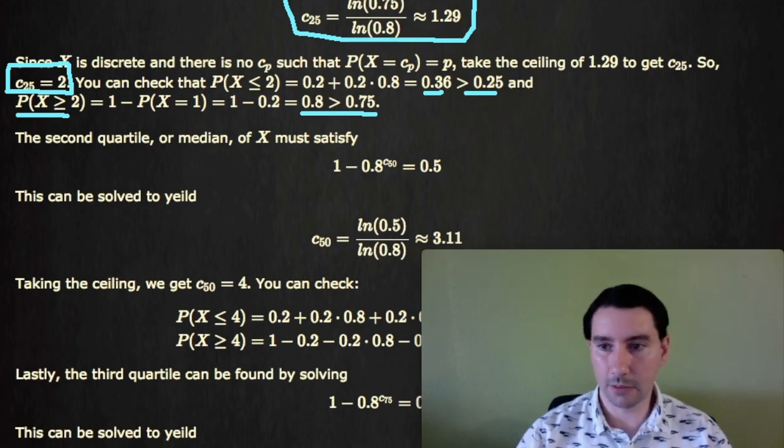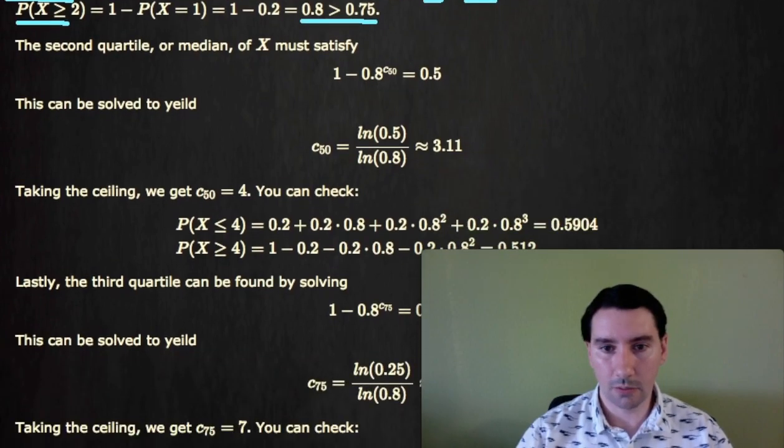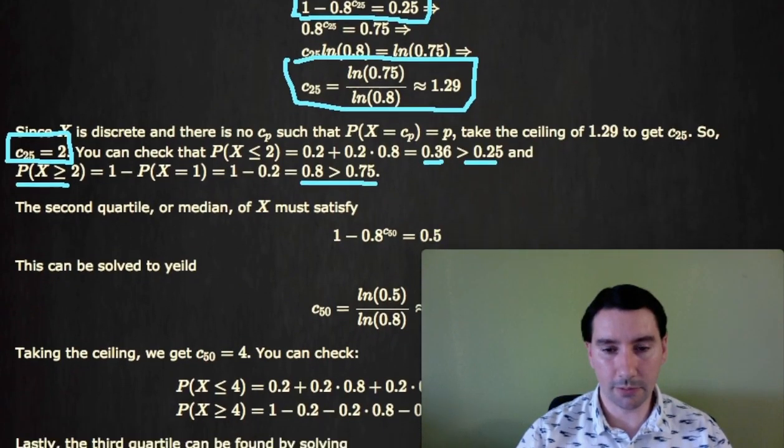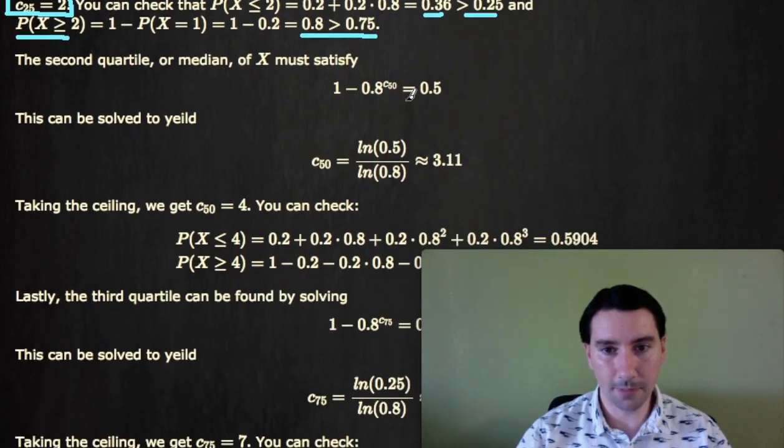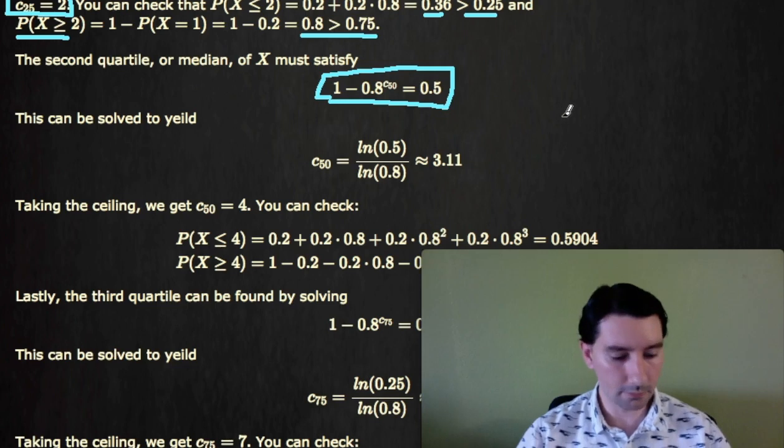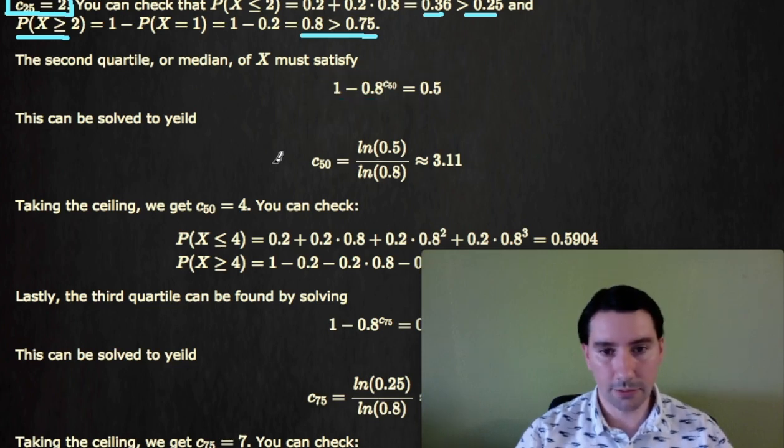Now to find the second quartile, or median, we can go ahead and start with the algebra that we did in the previous example. So we can start with 1 minus 0.8 to the c50 equals 0.5. So this can be solved to yield c50 equals ln 0.5 over ln 0.8, which is approximately 3.11. And once again, taking the ceiling, we get the median is 4.